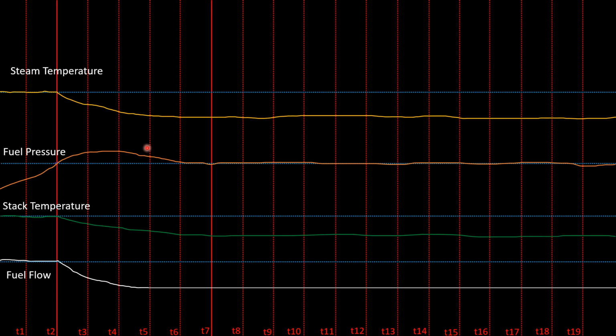Suppose that the fuel pressure increases above its set point at time 2. And so if fuel pressure is too high, our fuel pressure override controller will supersede the steam temperature controller, which will decrease fuel flow, which will decrease stack temperature and decrease steam temperature, and fuel flow will be adjusted continually until this fuel pressure reaches back to its override set point.